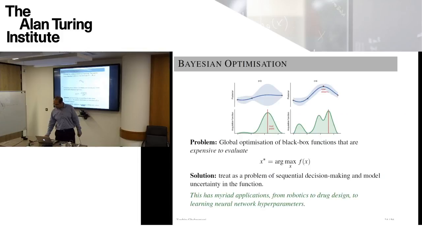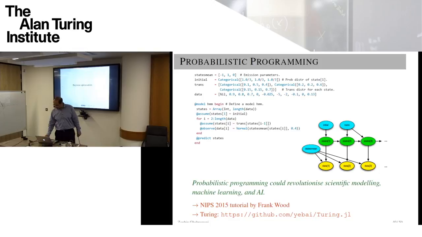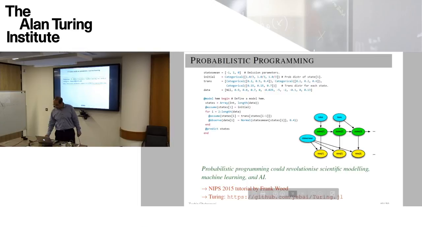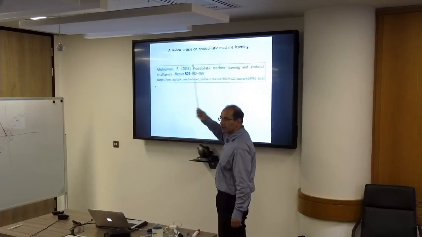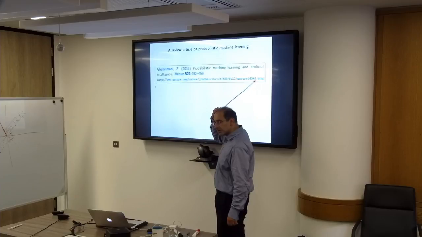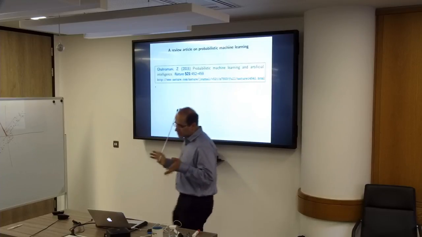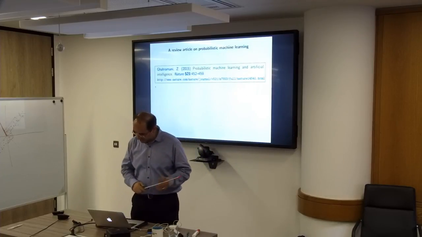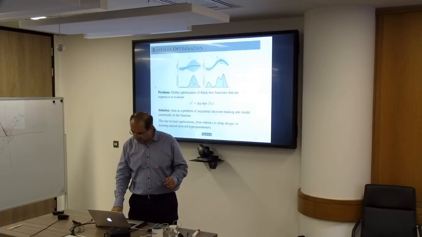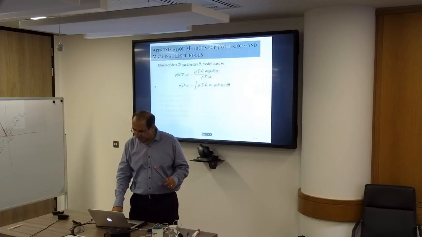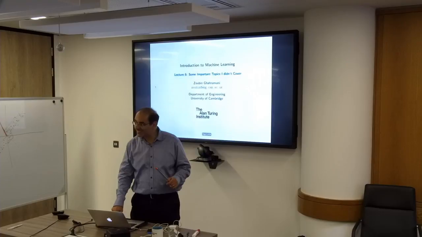At the end of this, if you're interested in probabilistic machine learning, which is the area that I mostly work in, there is a review article called Probabilistic Machine Learning and Artificial Intelligence, which I also provided in the materials, which is written for a general science audience. So it should be fairly accessible. All right, so that's it. I'm done.